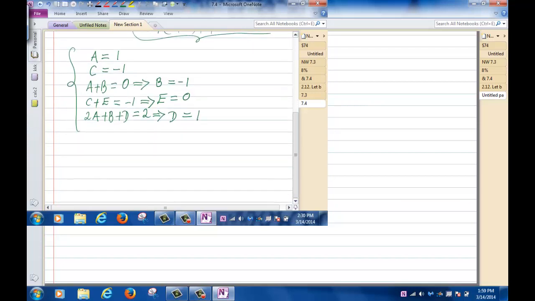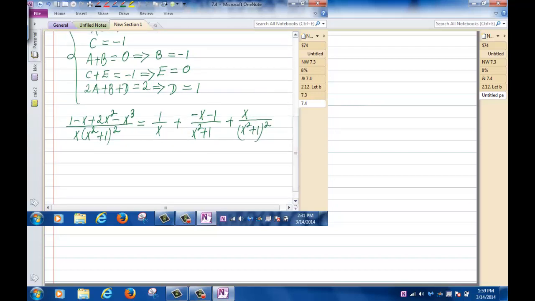Okay, so now our fraction that we started with, 1 minus x plus 2x squared minus x cubed over x times (x squared plus 1) squared, is equal to A over x plus (Bx plus C) over (x squared plus 1) plus (Dx plus E) over (x squared plus 1) squared. So B is -1, C is -1, D is 1, E is 0. Everybody's okay with that so far?